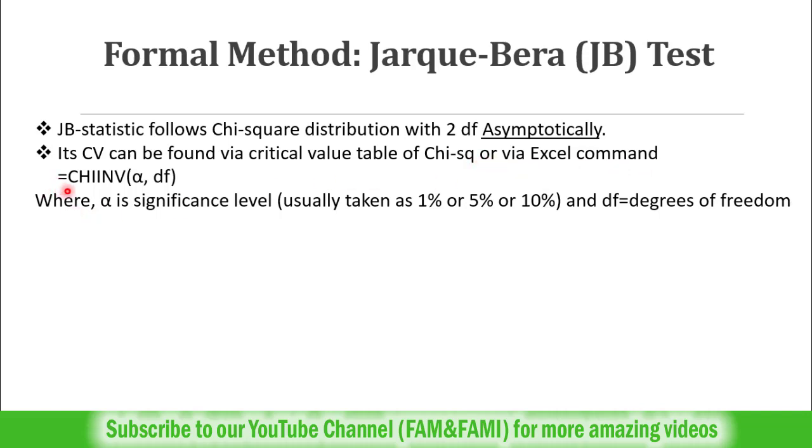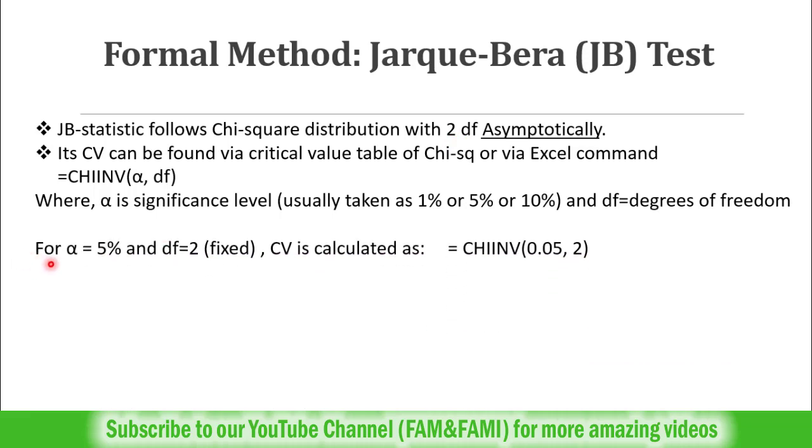So put an equal sign and then type CHIINV, chi inverse, and within parenthesis alpha, where alpha is the significance level, which is usually taken as 1% or 5% or 10%. So 1, 5 and 10% are called conventional significance levels, and this df is called degrees of freedom, and degrees of freedom is fixed at 2. For alpha equal to 5% and degrees of freedom equals 2, which is fixed, critical value is calculated as equal sign CHIINV, and within parenthesis 0.05, and comma 2. 2 is the degrees of freedom.